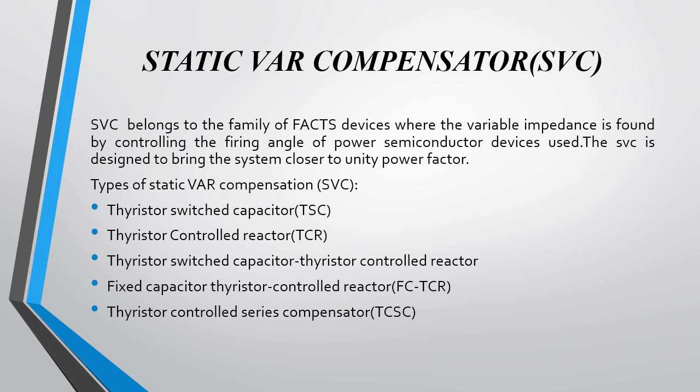Then what is a static var compensator, or SVC? It belongs to the family of FACTS devices where the variable impedance is obtained by controlling the firing angle of the power semiconductor devices used. The SVC is designed to bring the system closer to unity power factor. Then what are the types of static var compensators? Thyristor switched capacitor TSC, thyristor controlled reactor TCR, fixed capacitor thyristor controlled reactor FC-TCR, and thyristor controlled series compensator TCSC.